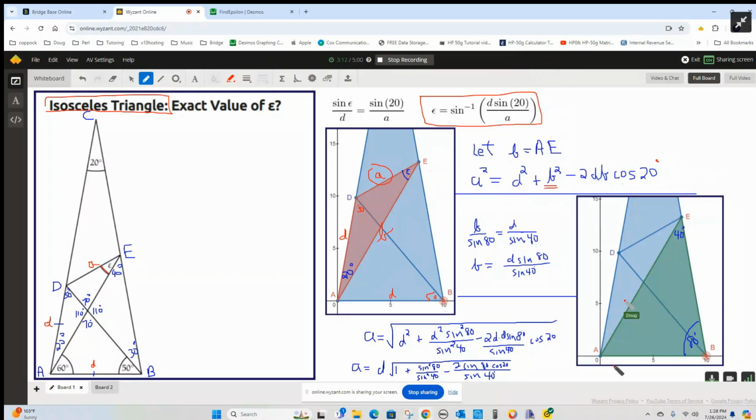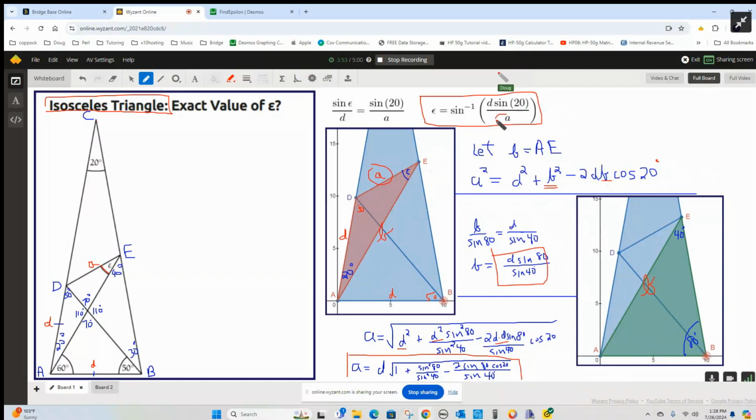So using this green triangle, I can say that B, this side right here, is to the sine of 80, its opposite angle, as D is to the sine of 40. So B equals D sine of 80 over the sine of 40. And so now I'm going to replace B in this equation right here with this D sine 80 over sine of 40. Notice that every term down here has a D squared in it. So I can factor out the D squared and then take the square root of it. So there's an expression for the measure of A.